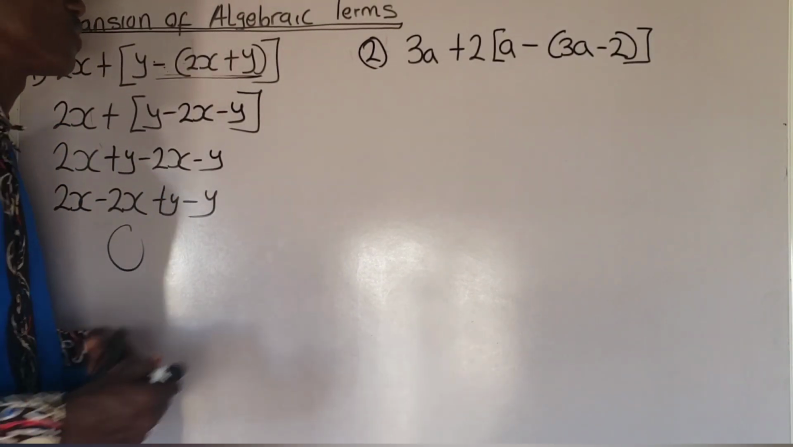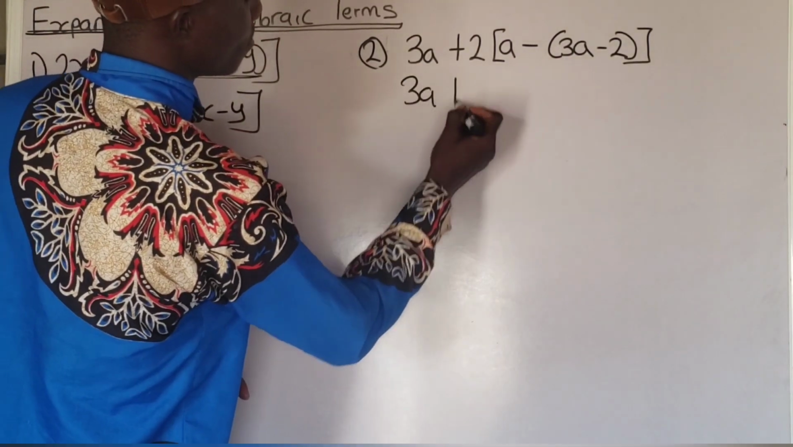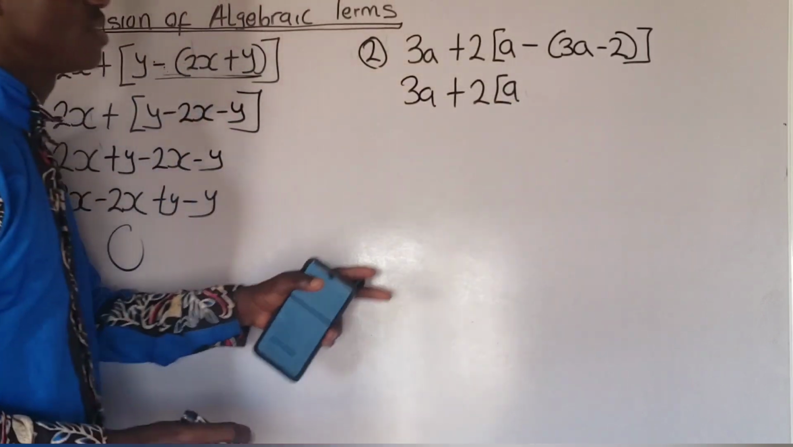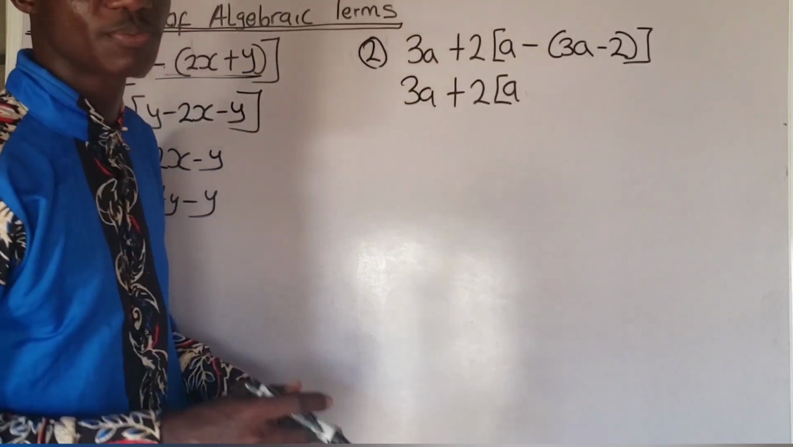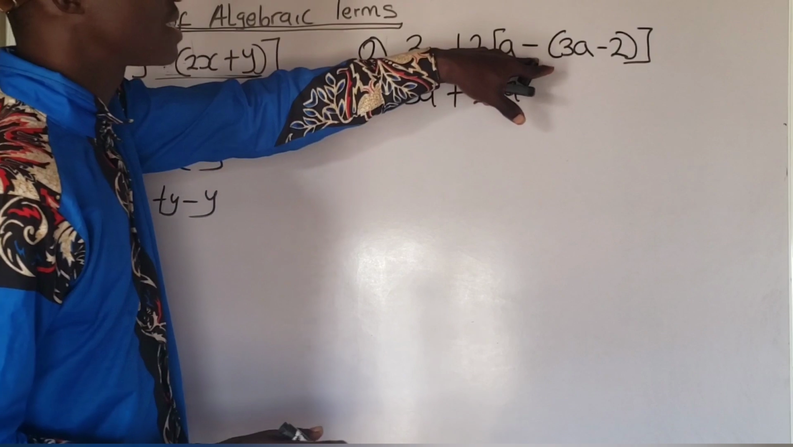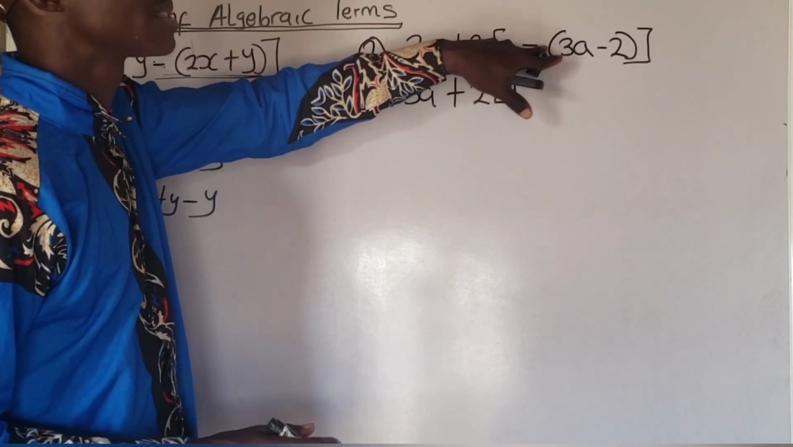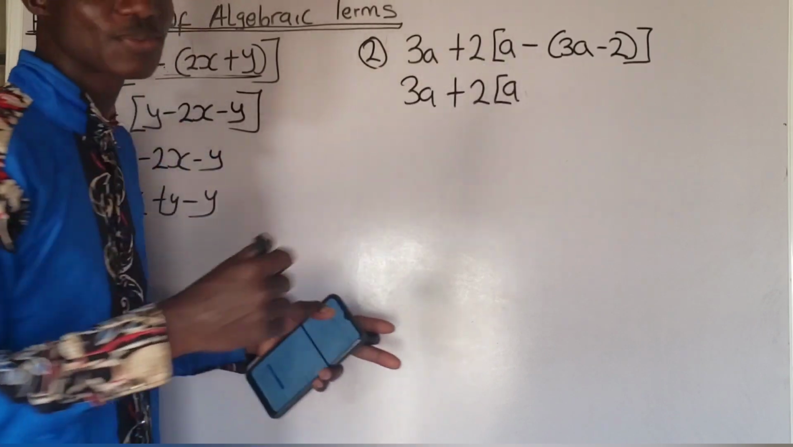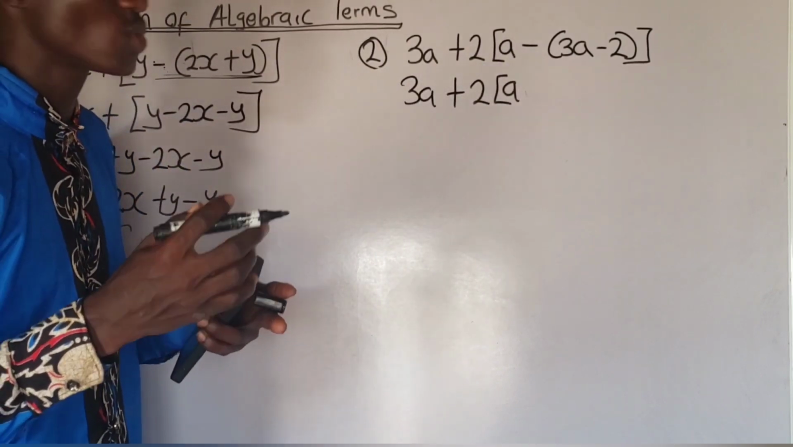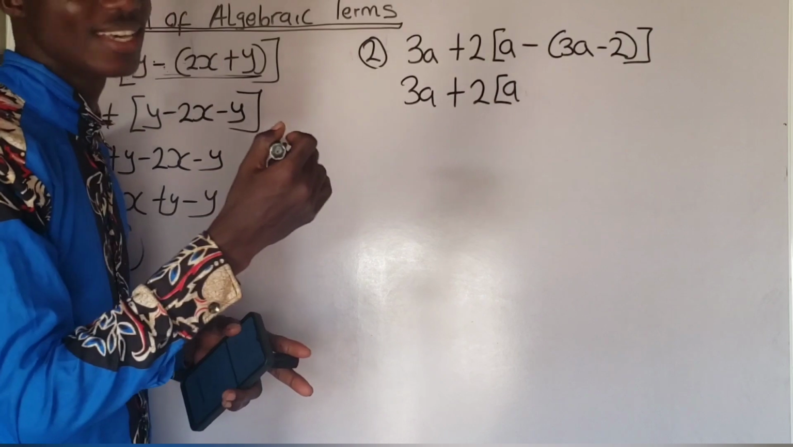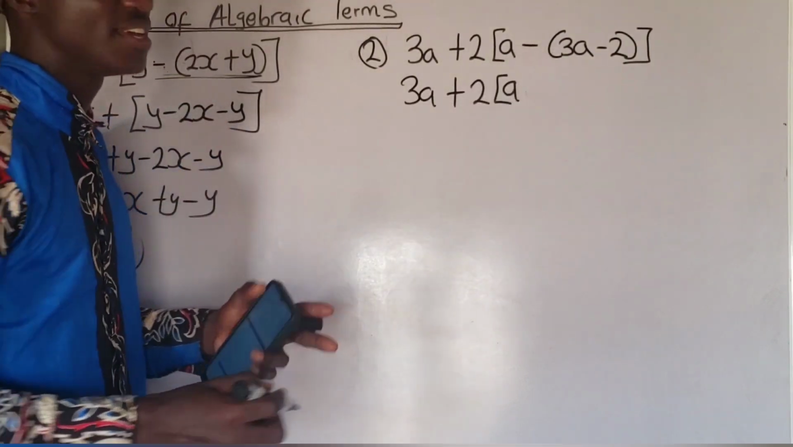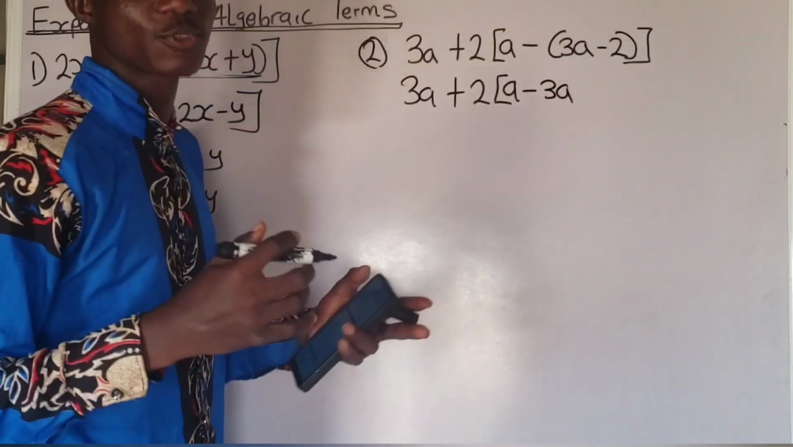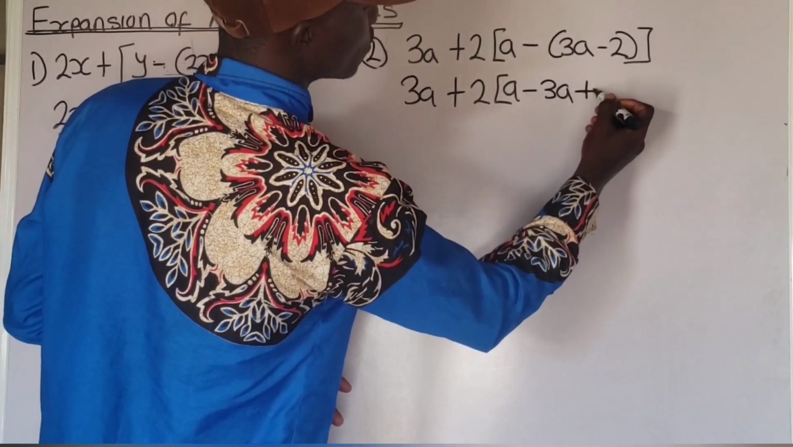You understand? So for this, I'm going to have (3a + 2)(a - ...). Now, you see, there is a negative sign at the front of this bracket. Because I have the negative sign, this sign will multiply all the terms inside the bracket. So though I'm only seeing a negative sign, there is an invisible 1 also. So I'm going to have -1 multiplied by 3a, that means I'm going to have minus 3a. -1 multiplied by -2, I'm going to have +2.